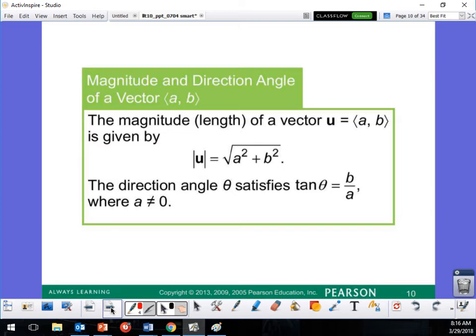Anyway, so magnitude is the length of vector u. So we could actually figure that out. This is basically the Pythagorean theorem. Pythagorean theorem, why did you start with that? That's why I just started it right now. Anyway, and the direction angle satisfies that tan theta is equal to b over a.